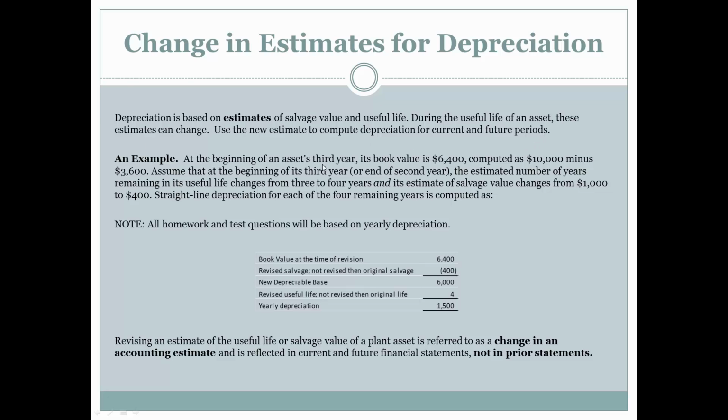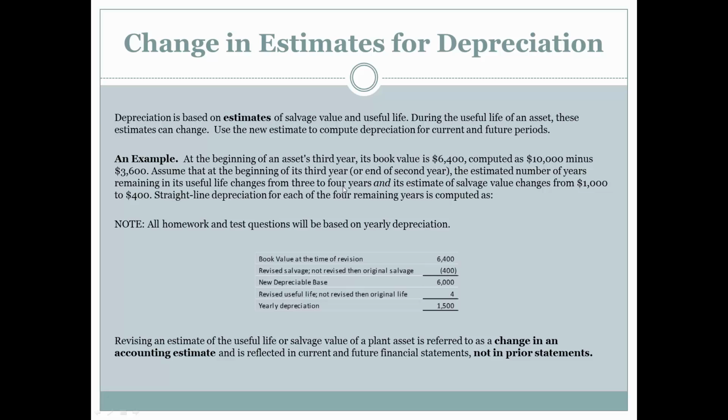At the beginning of an asset's third year, its book value is $6,400, which is computed as $10,000 minus $3,600. Assume at the beginning of its third year, or alternatively, you can describe it as the end of the second year. So pay particular attention to a test and homework question when they use these terms, because they are used interchangeably. Now, after the end of the third year, the estimated number of years that remains in its useful life has changed from 3 to 4 years.